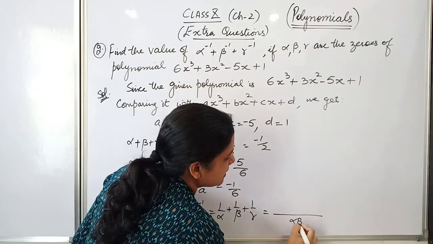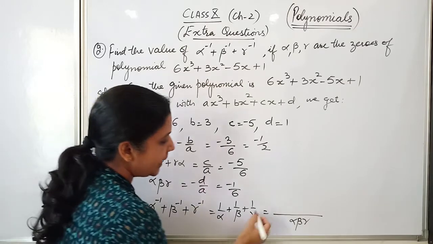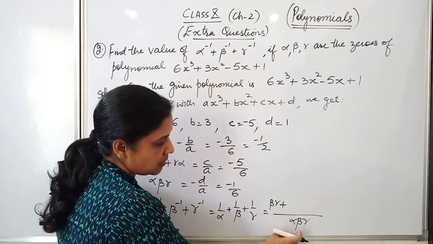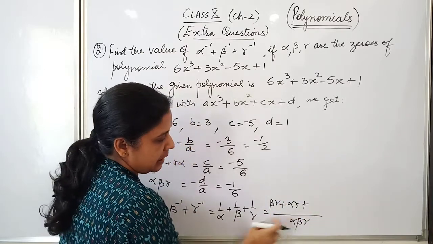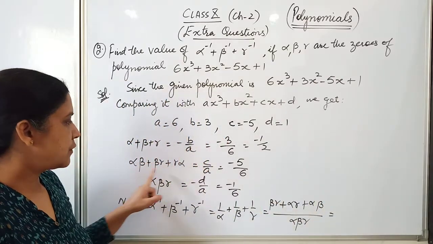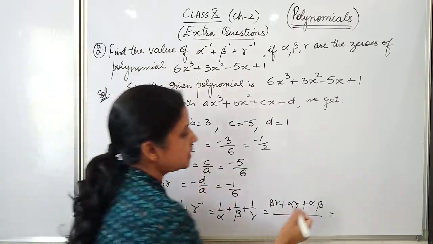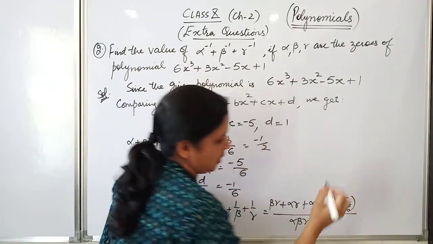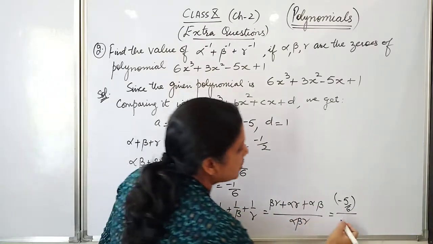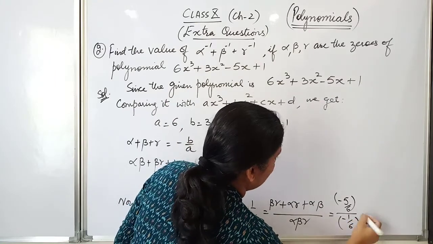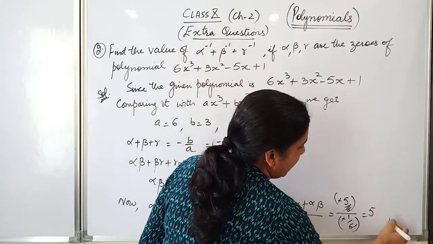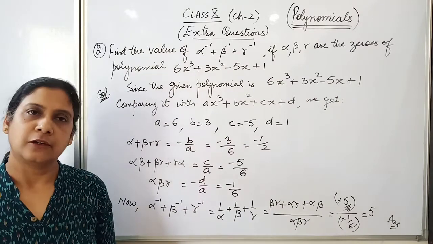Now taking the LCM, alpha beta gamma, we get in the numerator, alpha is already common, so the very first term is beta gamma, plus beta is common, so the next term is alpha gamma, and last, gamma is common, so we get alpha into beta, which is nothing else but the sum of product of zeros taken two at a time. Its value is minus 5 by 6, already solved, and the denominator is alpha beta gamma, that is the product of zeros, which we have already solved for, minus 1 by 6. Now 6 cancels, minus cancels, and we have the final value as 5.